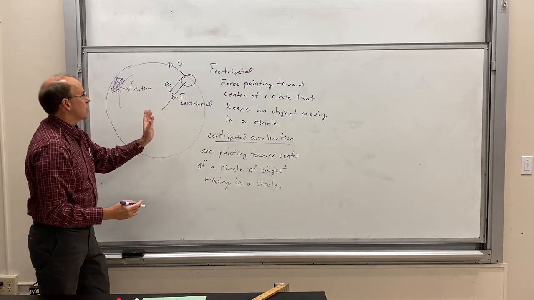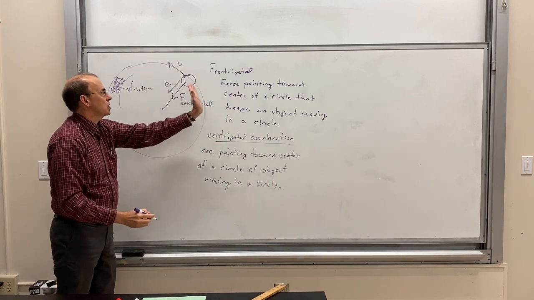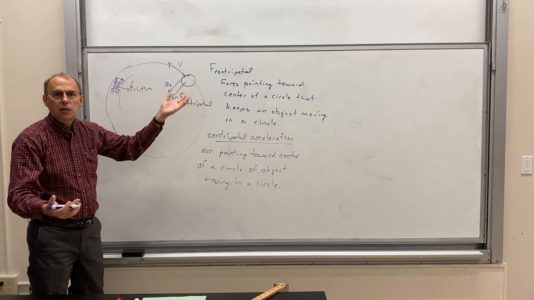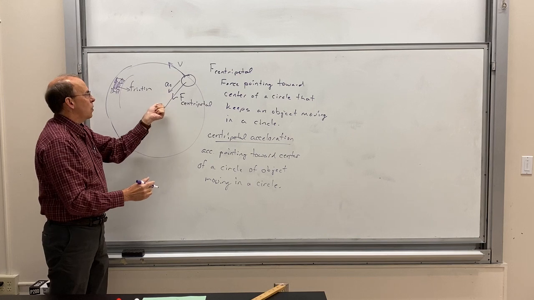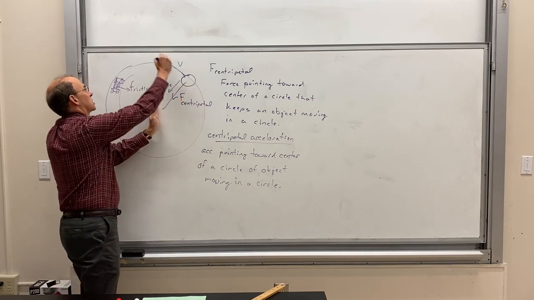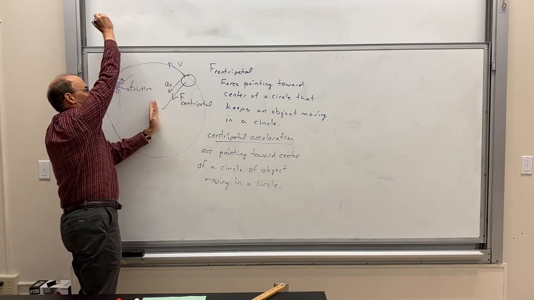So I know there's an acceleration because if there were no acceleration, the object would be moving in a straight line, according to Newton's first law of motion. So if I were to let go of this string, for example, this object would fly off in a straight line like that.